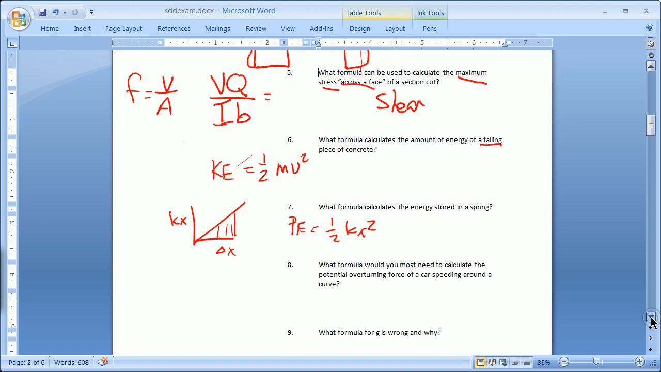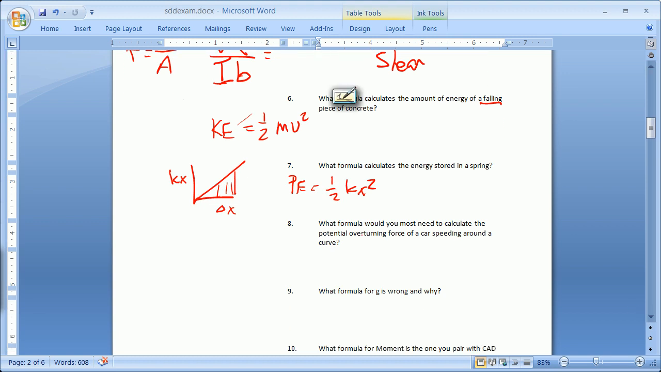Number 8. What formula would you need to calculate the potential overturning force of our car rolling around a curve? The overturning force, if I come in at you and I'm going around a curve, is going to be the centripetal and centrifugal force. It is v squared over r that gets you the a, and of course mass times acceleration equals the force of turning, more or less, or centripetal. So the fact is weight is holding you down, and something else is spinning you over.